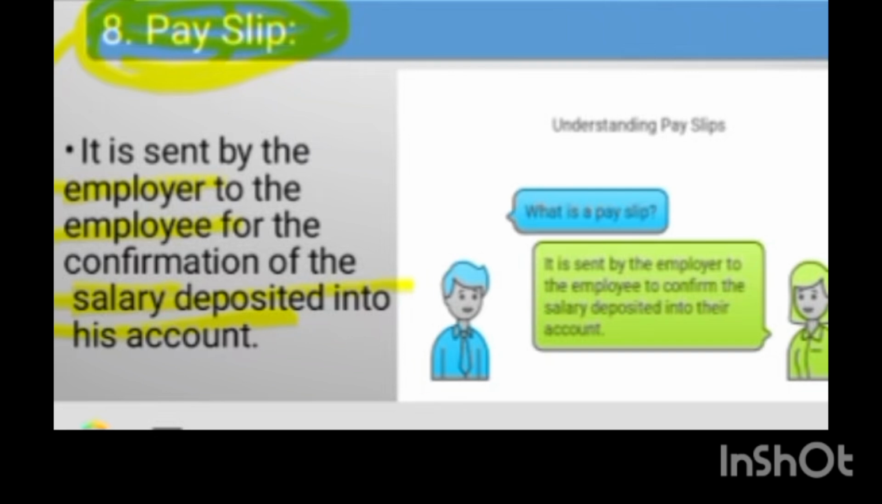So this is the process. What is a pay slip? It is sent by the employer to the employee to confirm the salary deposited in the account. So these all were the source documents. There are also other source documents, but these are the basic important source documents that are internationally, globally used over the world to maintain the accounting process.